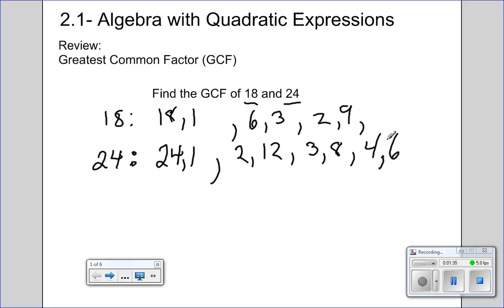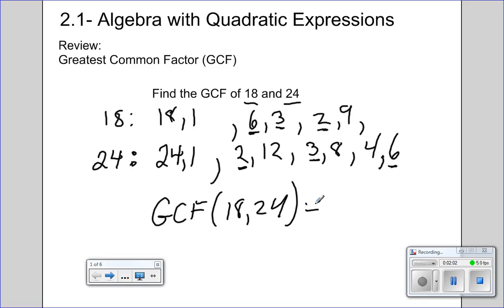Now we're going to look at the common factors. 1 is a common factor in every number. We've got 3 is a common factor in both, so 3 here and 3 there. 2 here and 2 here. And 6 here and 6 here. Now, the biggest one is the greatest common factor. So the greatest common factor of 18 and 24 is equal to 6. As you remember, it is the biggest number that will divide both of those numbers perfectly.